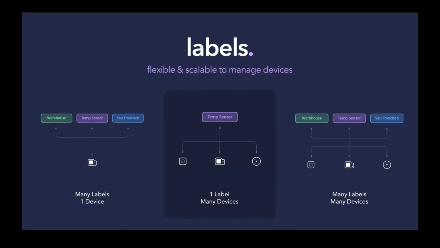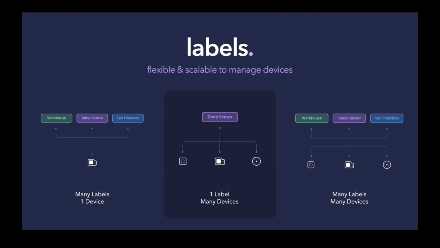So in terms of flexibility with labels, you can have a single label and apply it to many devices. So I have a number of temperature sensors and I want to apply this label because it's important to me to know what type of sensor it is. You can also have many labels to one device. So in addition to temperature sensor, I also have the type of structure that this sensor is in, a warehouse, and I have the location of where it is, San Francisco.